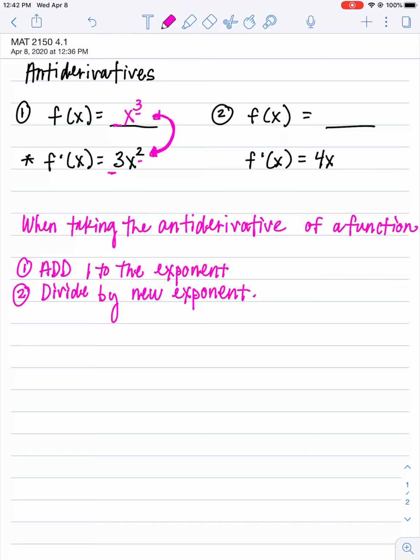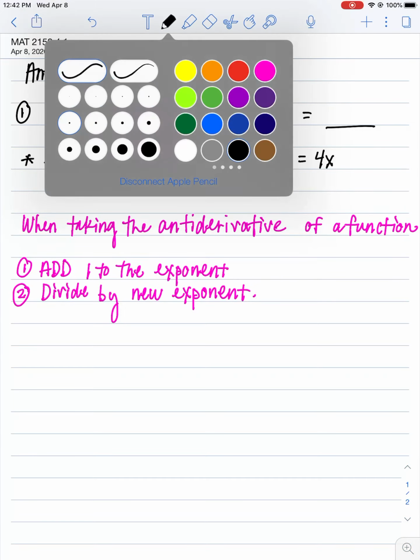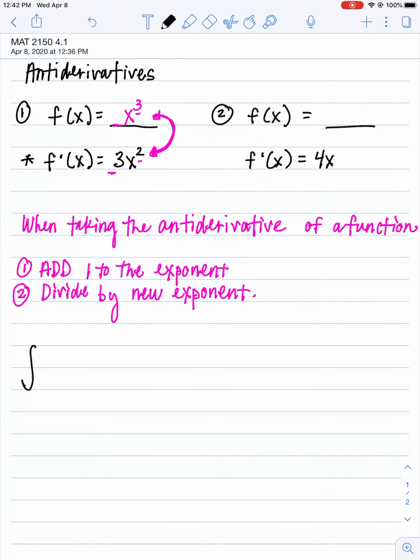So think about it. Let me show you the correct notation working it this way. This symbol right here is the antiderivative symbol. It's an elongated S. So if I take the antiderivative of 3x squared, which is what we just looked at, with respect to x, I have to tell you what I'm with respect to, it will equal, let's take a look. What did I say to do? Divide by the new exponent.